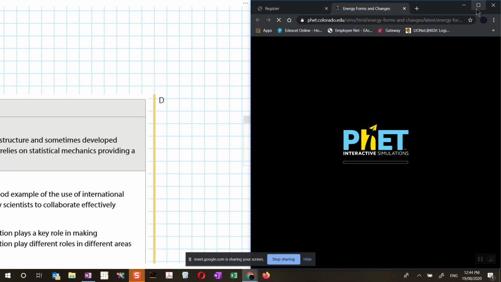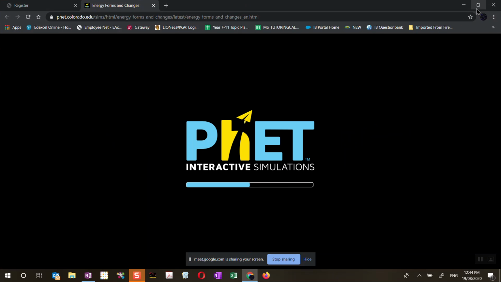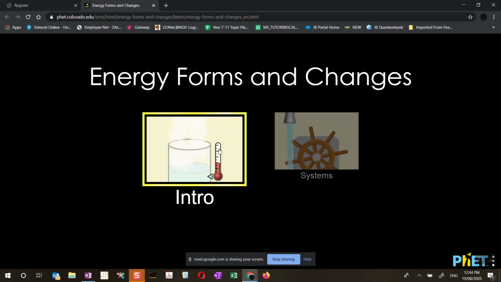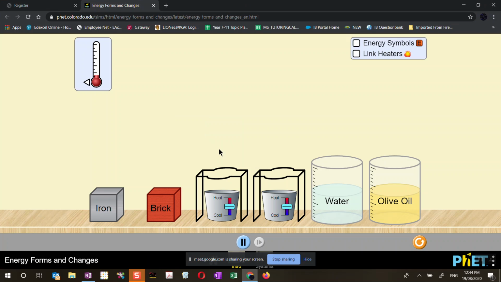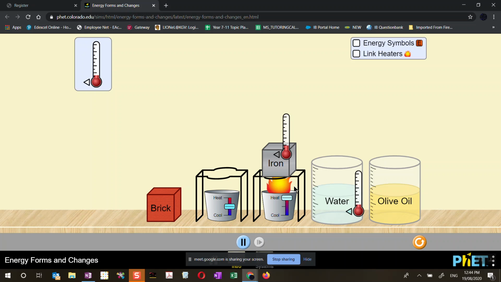So we got a nice little simulation here that you can have a little play with in a while. But let me just talk you through what this is to start off with. I'm not really interested in the olive oil, mostly interested in just the water. So I'm going to take a lump of iron, I'm going to take a thermometer and put it onto my lump of iron. I'm going to take another one and put it into the water. I'm going to heat up the iron. In fact, I'm going to turn on the little energy symbols. I'm going to heat up the iron.